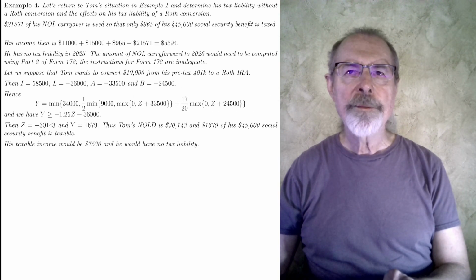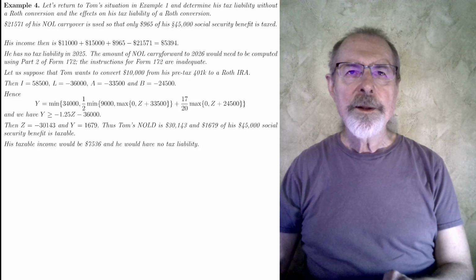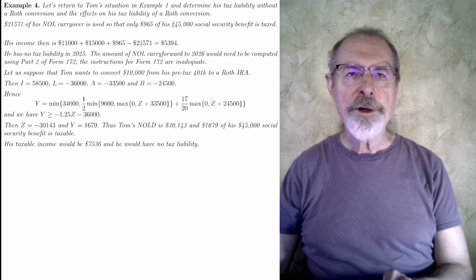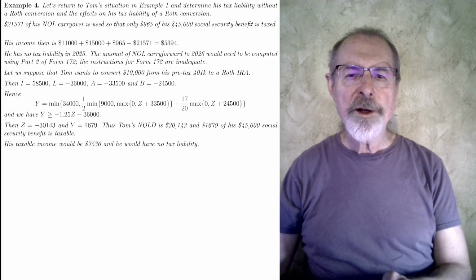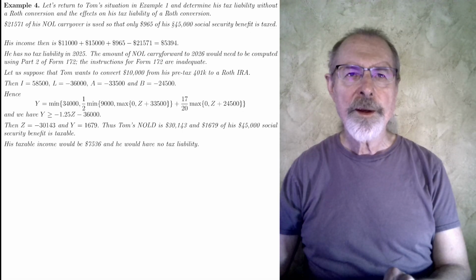Let's go back to Tom. Let's consider his situation and determine his tax liability without a Roth conversion and the effects on his tax liability of a Roth conversion. So he's already done a partial Roth conversion for $5,000 earlier. So we assume he's already determined that. What if he wants to consider making an additional Roth conversion?